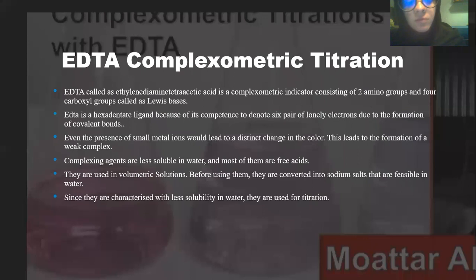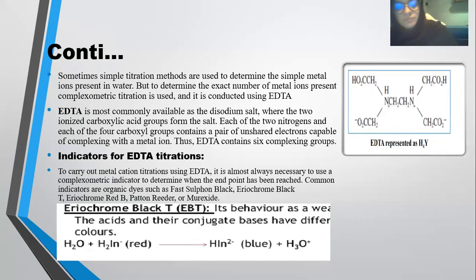Even the seventh small of the small ion would be the leader. Distinct change in the color. These lead to the formation of the weak complex. Complexing agents are less soluble in water, most of them free acids. Before using them as volumetric solutions, they are converted into sodium salts and become soluble in the water. Since they are characterized by this low solubility in water, they are used in a titration.